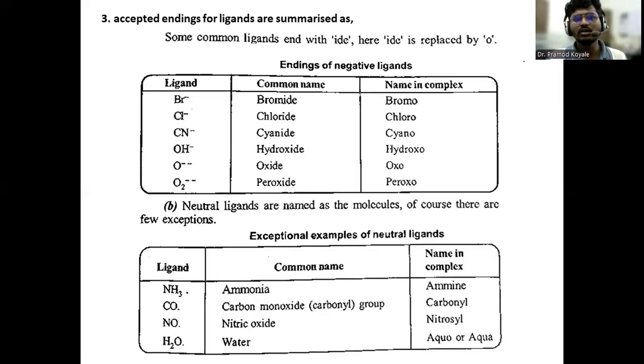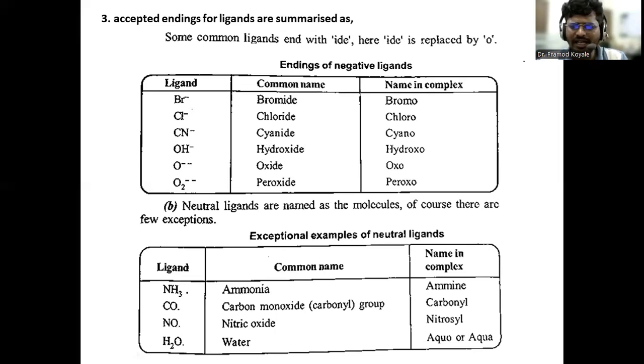On the other side, there are some common negative ligands, for example halides, cyanides, or hydroxides. In such cases, the ending IDE that we mostly have has to be replaced by O only. So if Br minus ligand has the common name bromide, the name in the complex should be bromo. For chloride, it is chloro. For cyanide, it is cyano. For hydroxide, it is hydroxo, and so on. So this is about the common negative ligands and their endings.